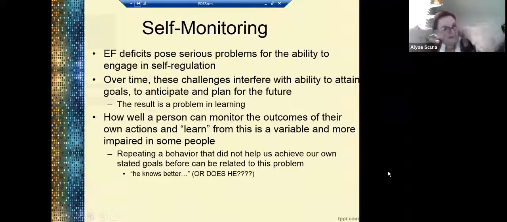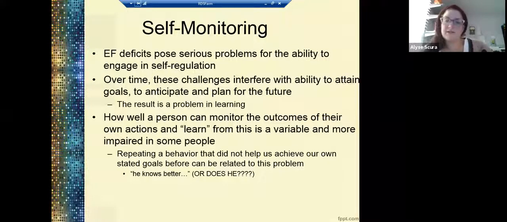All right, so self-monitoring. As we just talked about, the difficulties of self-regulation, self-monitoring is also really difficult in that self-regulation process. Self-monitoring can interfere with the ability to attain goals, to anticipate the future, and can impact their ability to learn. We may hear, and I'm going to say we do hear from a lot of our systems, that he knows better, but does he? Has he truly learned better? Is he able to self-monitor and then apply that information to do better and to learn better?